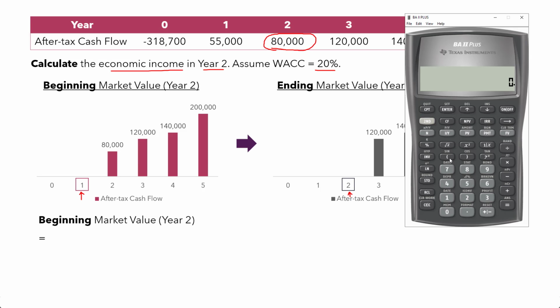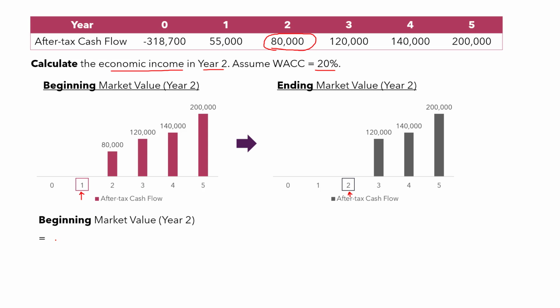Using your calculator, let's press the CF on this worksheet. Your initial cash flow is 0, at the end of year 1. Then CO1 is 80,000, CO2 is 120,000, CO3 is 140,000, and CO4 is 200,000. Then you press NPV, your I is equal to 20, and then we compute the NPV. That's 327,469.14.